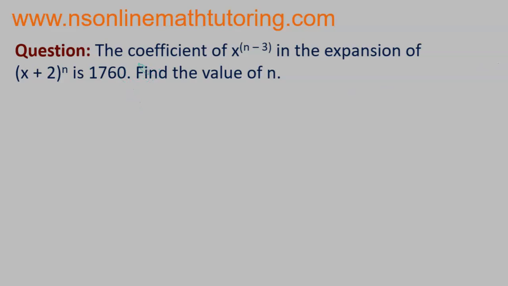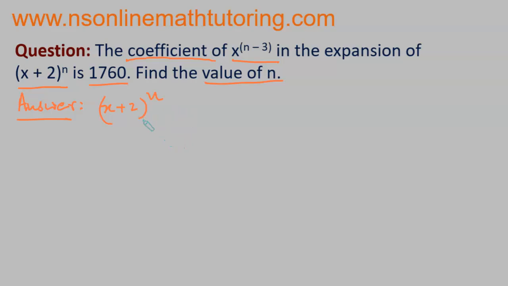So, the first question is: the coefficient of x to the power of n minus 3 in the expansion of (x + 2) raised to the power of n is 1760. Find the value of n. So let's start with our answer. (x + 2)^n. This is the binomial expansion.